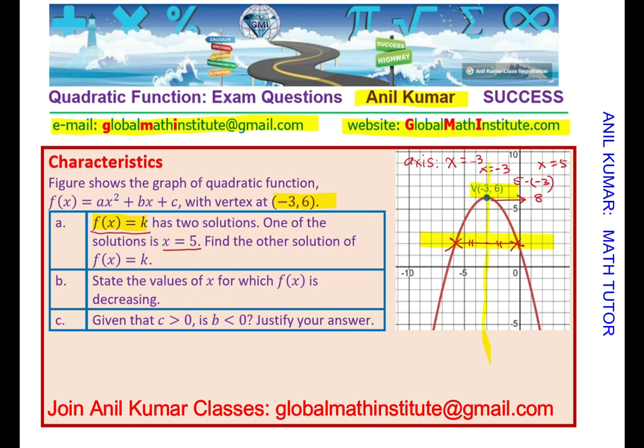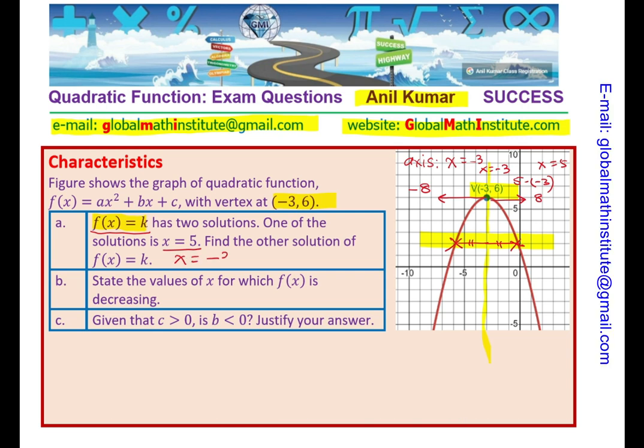Therefore, the other solution should be 8 units to the left, right? So the other answer should be x equals -3 minus 8, which is -11. So f of 5 is equal to f of -11, and both are equal to k. This is what the answer is. I hope you have understood. We have solved it using the axis of symmetry for the quadratic function.